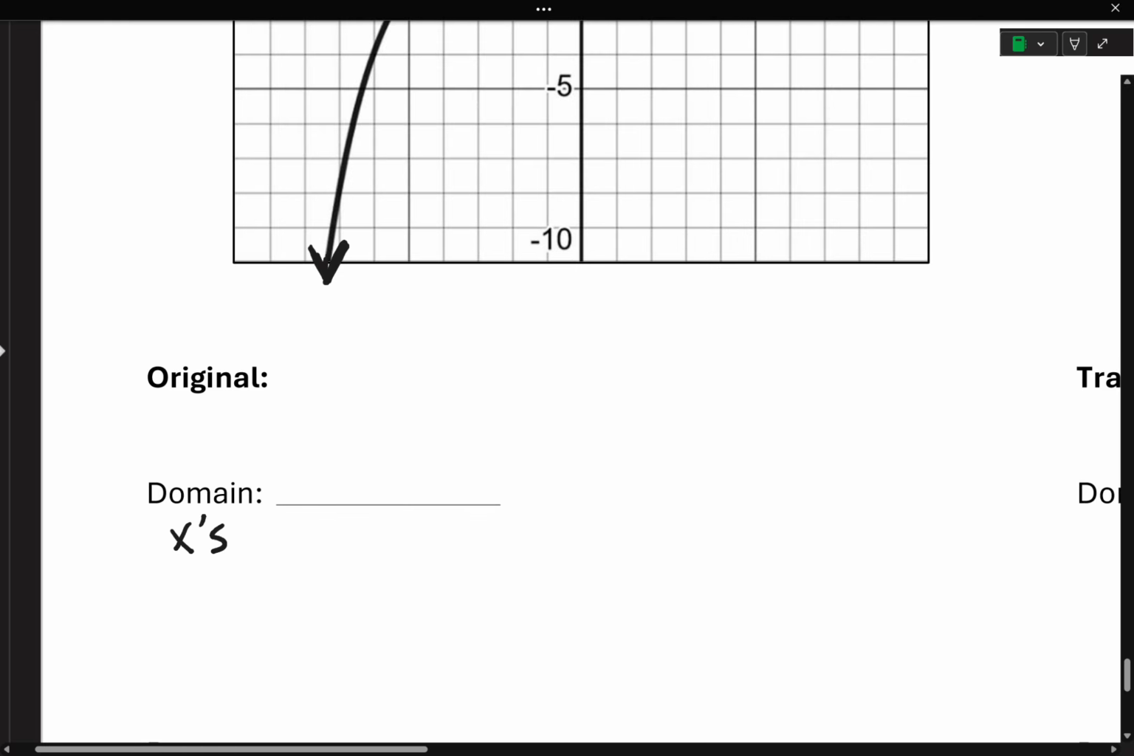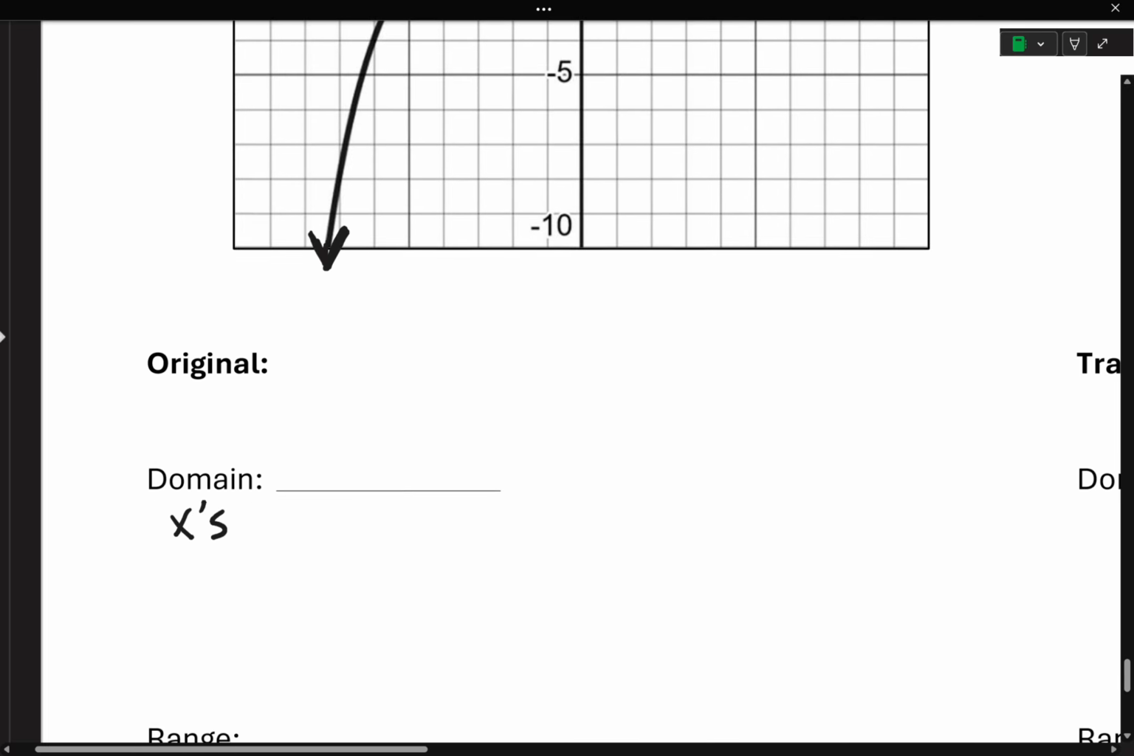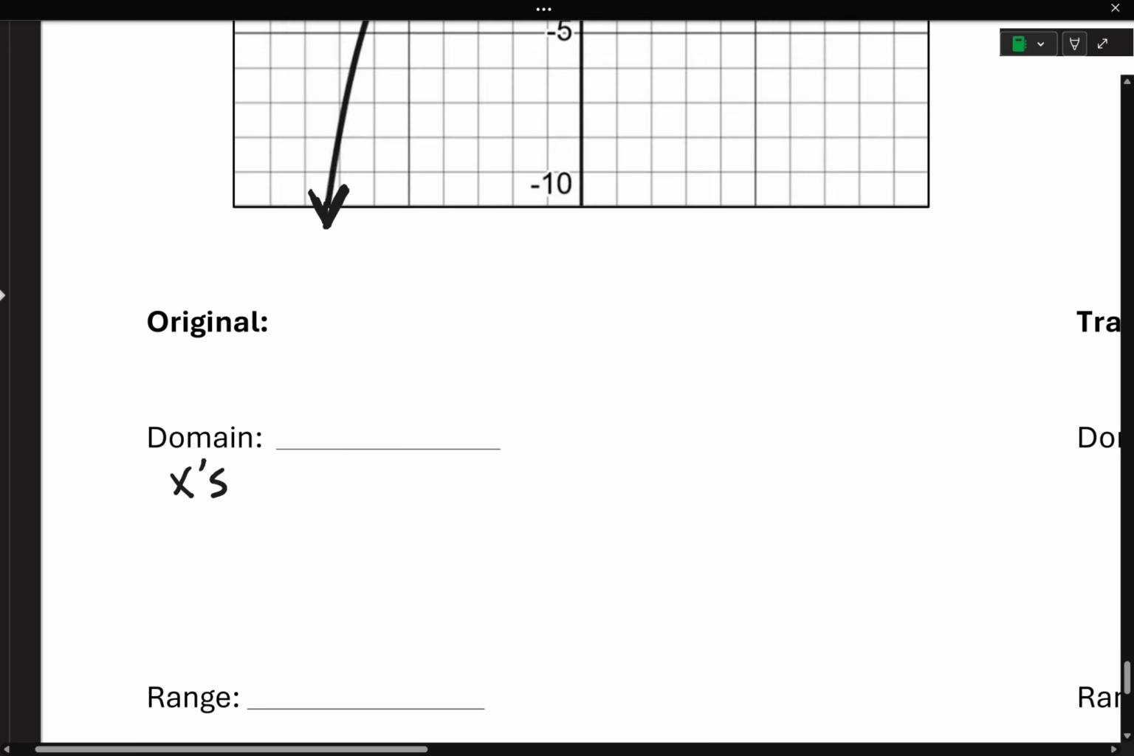In math, forever is infinity. On the left, we have negative infinity. And on the right, we've got positive infinity.